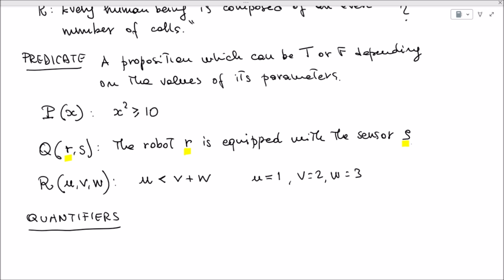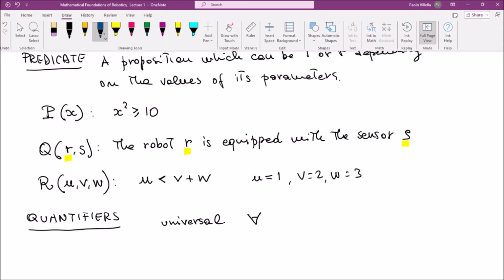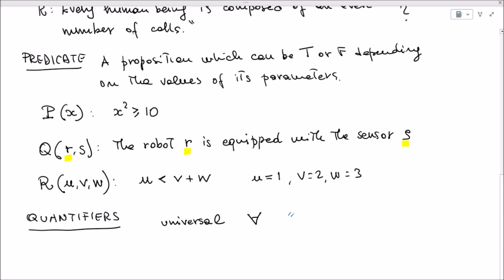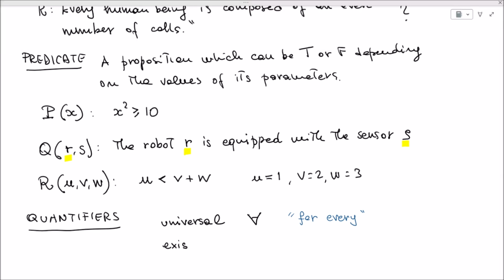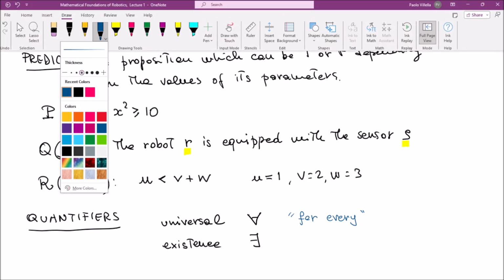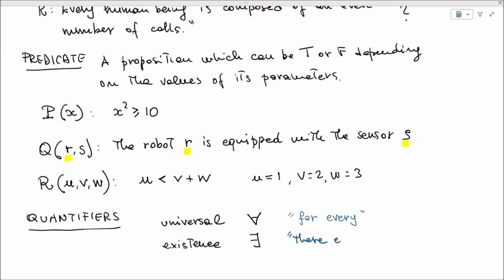Now, there are two types of quantifiers: the universal quantifier, which is represented by this symbol, just a flipped capital A, which is read as for every, and then we have another quantifier, which is the existence quantifier represented with the flipped E, which is read as there exists at least.